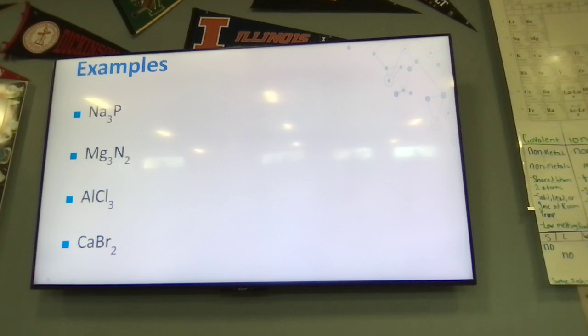Chloride. Bromide. What are these? How do you spell magnesium? We're going to use them in a second. Magnesium. Wait, Ca is... okay. Ca is not carbon. C would be carbon. Calcium.